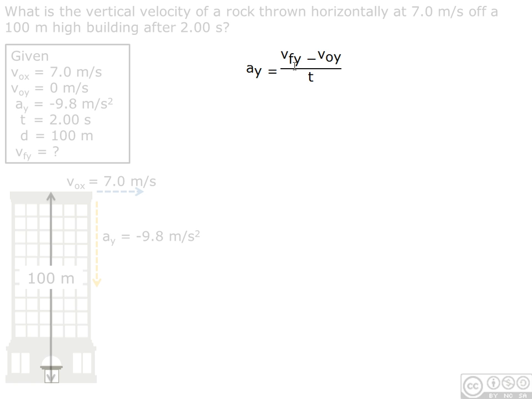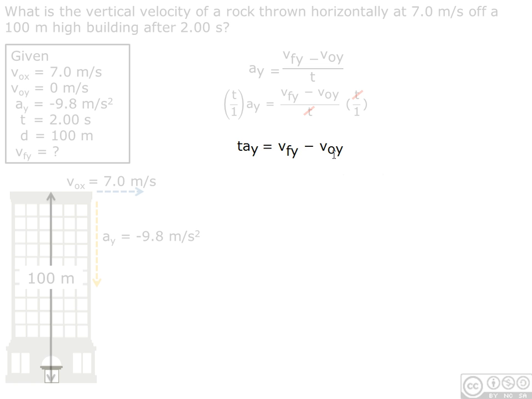So we need to isolate the final velocity here. And to do that, first off, we multiply on both sides by t over 1. And then the two t's on the right side cancel out. So we're left with t multiplied by acceleration equals final velocity minus initial velocity.